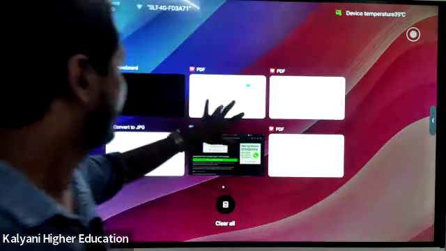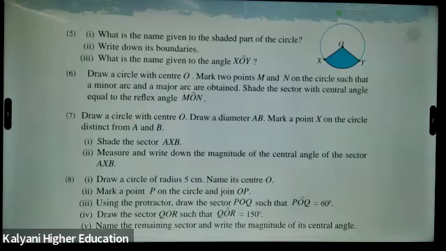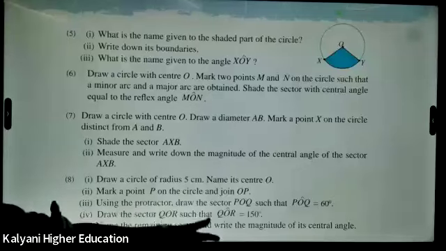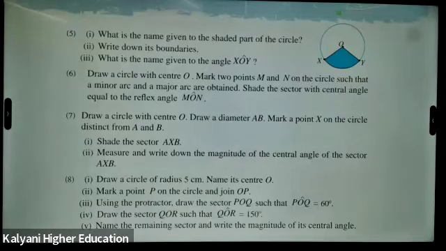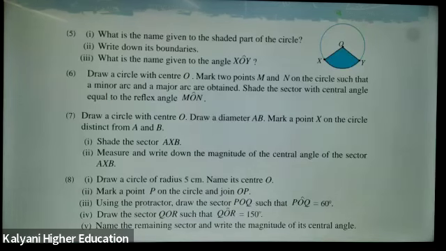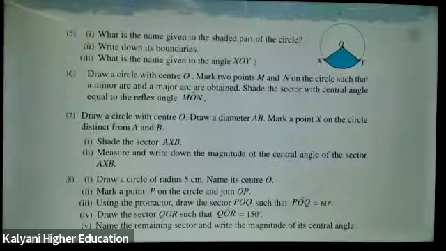Next one. Question number 7. Draw a circle with center O. Draw diameter AB, mark a point X on the circle distinct from A and B. Shade the sector AXB. Measure and write down the magnitude of the central angle of the sector AXB. Right, okay, fine.